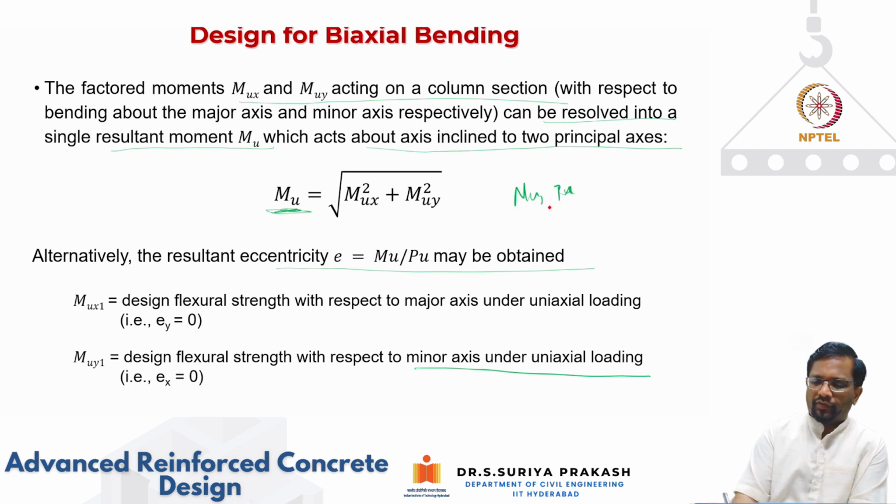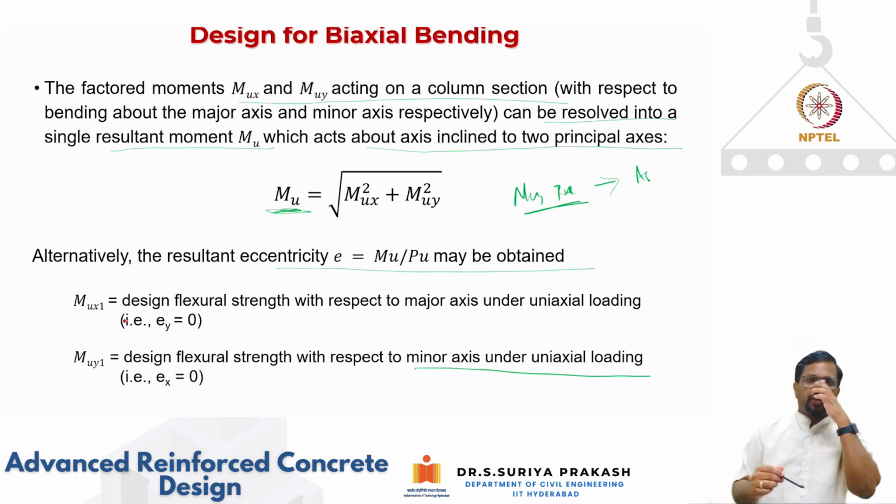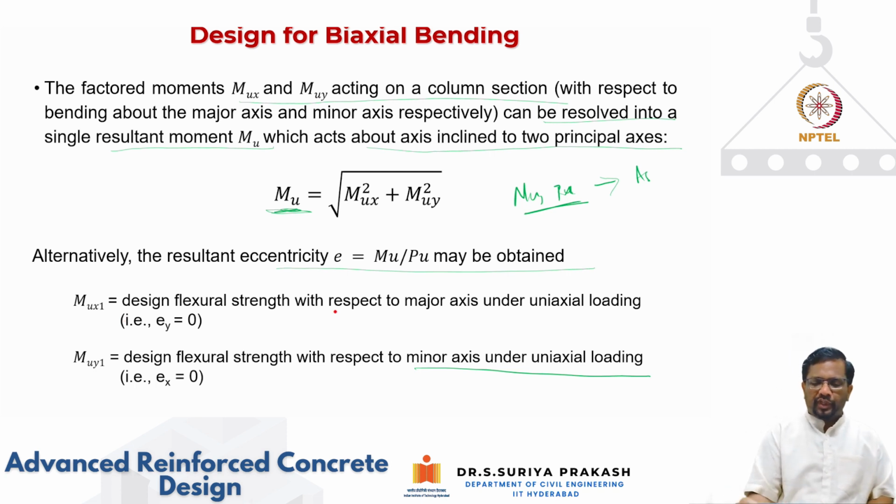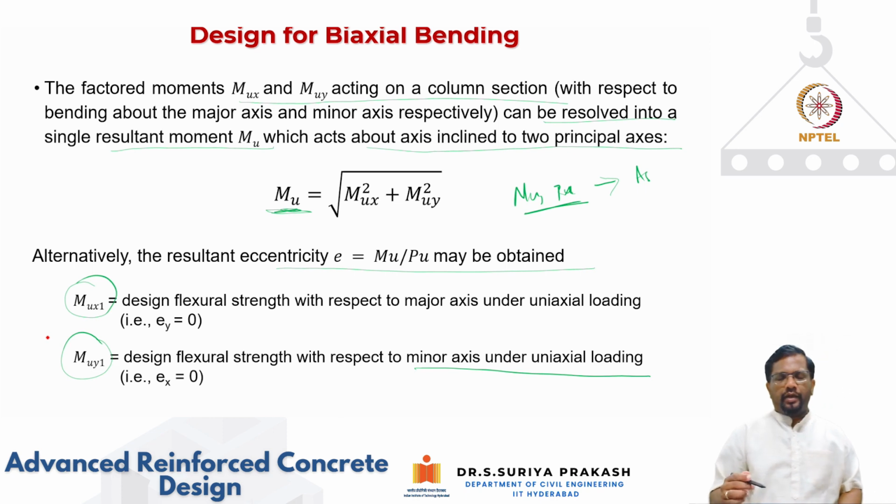Okay, so for this, what we can do is find out the area of steel that is required, right? Once I fix my area of steel, then I can also find out, for this particular cross section with particular steel, what the uniaxial bending moment capacities Mux1 and Muy1 are. Okay, and we will run through an example.